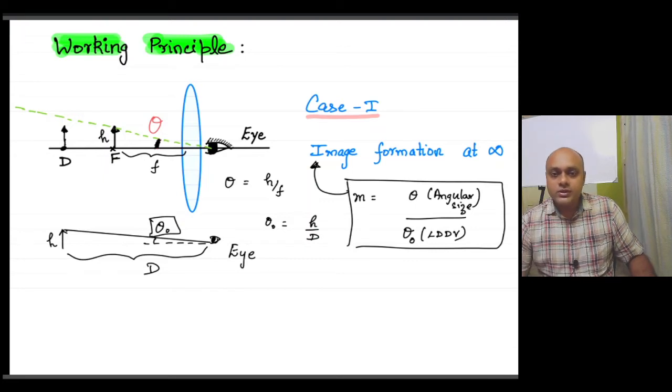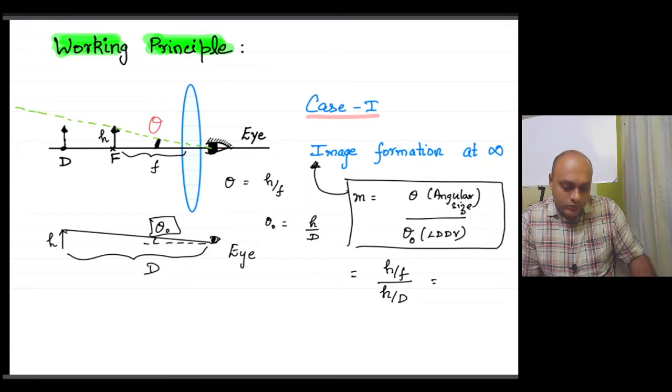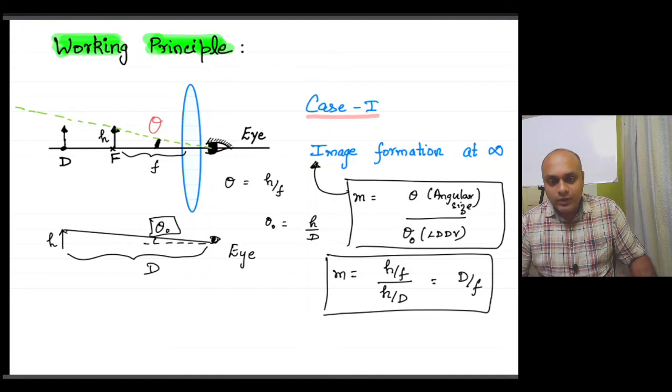But this gives a magnification which will be equal to, now theta is h by f divided by theta naught, which is h divided by d. So this will give a magnification of d by f. And we have taken a lens where the focal length is lesser than d. Only then would a magnifying glass work.